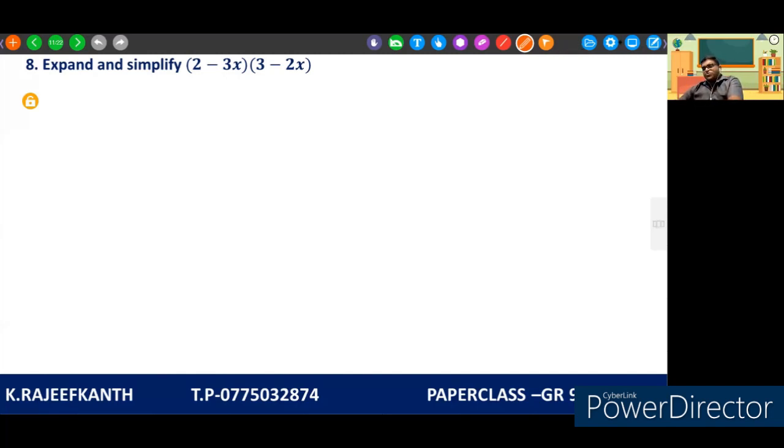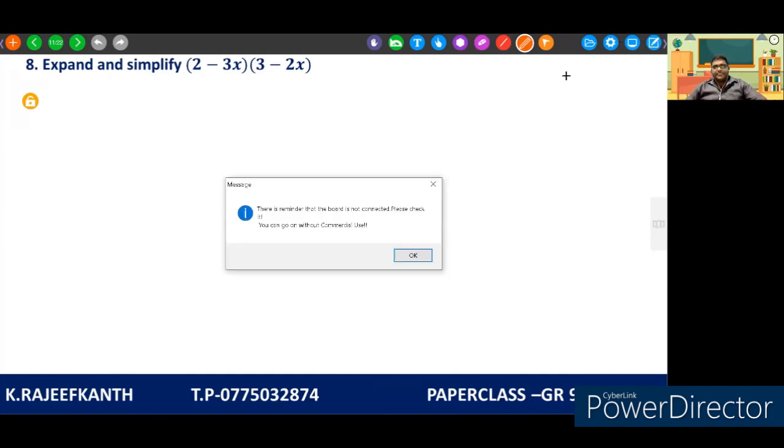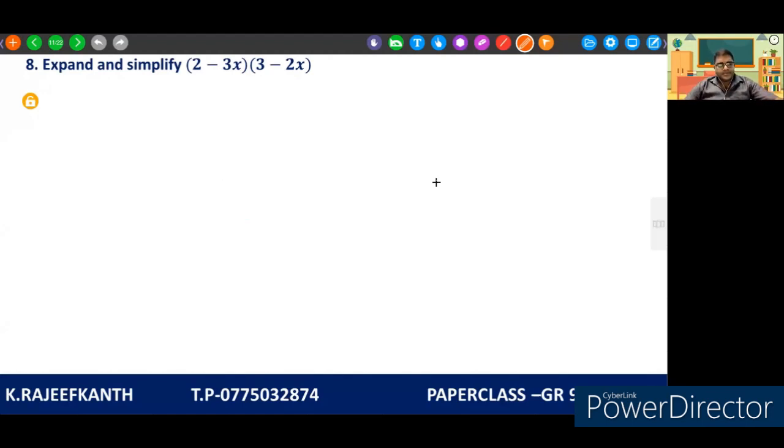So there are two expressions. The first expression is 2 minus 3x. Then the second is 3 minus 2x. Right? So we have to expand, right? Here, the first expression is 2 minus 3x, the second is 3 minus 2x. 2 minus 3x times 3 minus 2x.